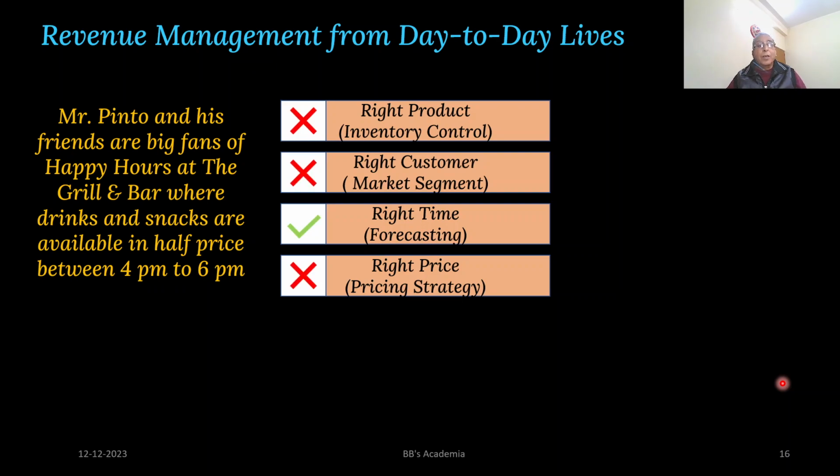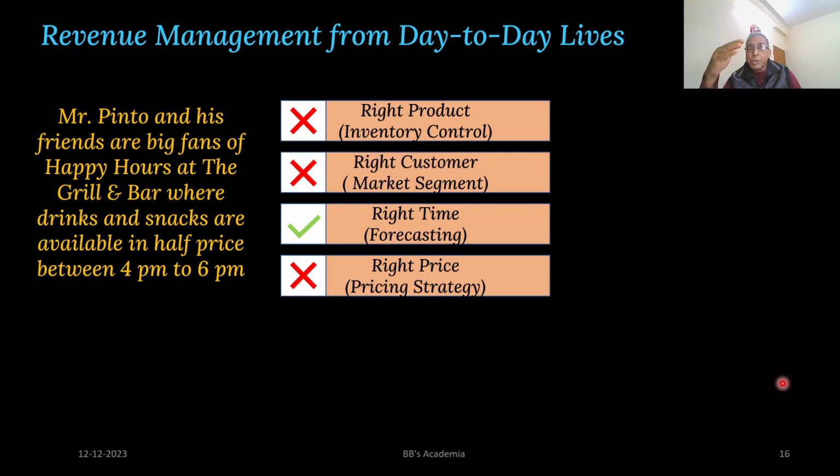So it is the factor of right time, because it is mentioned Mr. Pinto and his friends are big fans of happy hours at the grill and bar where drinks and snacks are available in half price between 4 p.m. to 6 p.m. 4 p.m. to 6 p.m. is such a period when normally more customers are not visiting the bar.